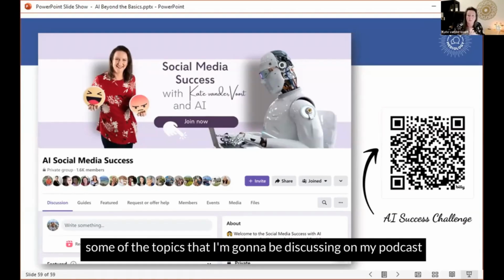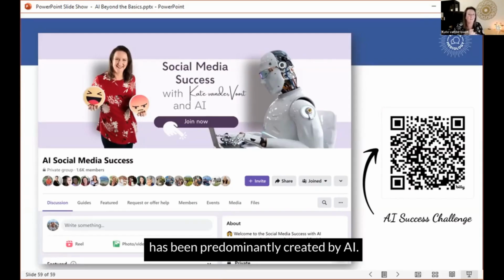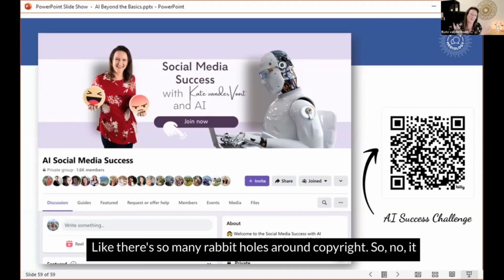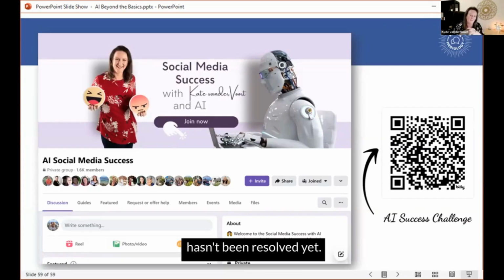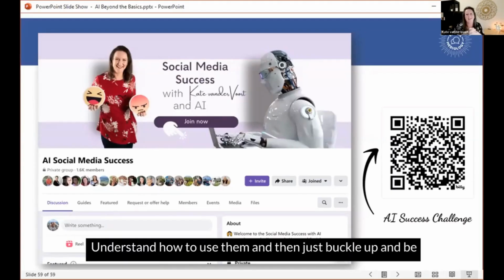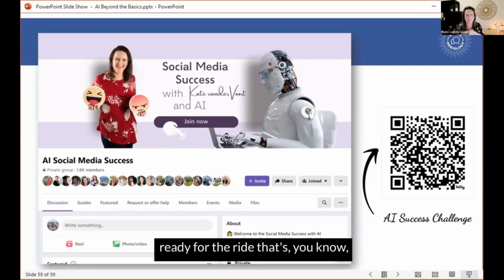These are some of the topics that I'm going to be discussing on my podcast, because there are issues like you can't patent a product that has been predominantly created by AI. So what does that mean for companies whose staff are using AI creating products? Like, there's so many rabbit holes around copyright. So no, it hasn't been resolved yet. Use the tools while they're there, understand how to use them, and then just buckle up and be ready for the ride that we're going through at the moment.